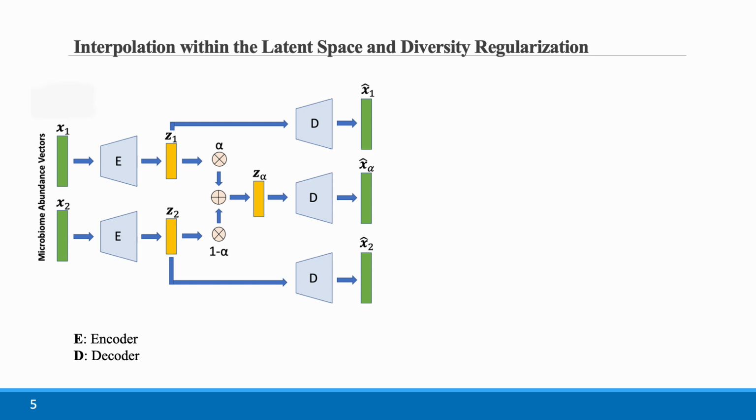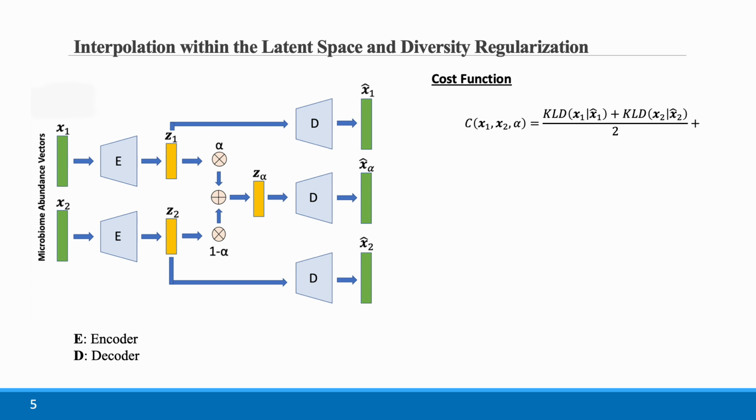So let's look at the first network, our autoencoder, which performs dimension reduction in an unsupervised fashion. This means that if we have two microbiome abundance vectors, x1 and x2, we can compress them using an encoder network into the latent representations z1 and z2, and then decode them back out into microbiome abundance vectors x1 hat and x2 hat. At the same time, we will create an interpolated latent point between z1 and z2 as a weighted linear combination of the two with some mixing coefficient alpha between 0 and 1. And we will call this z alpha, and we can decode it into an interpolated microbiome community x alpha hat.